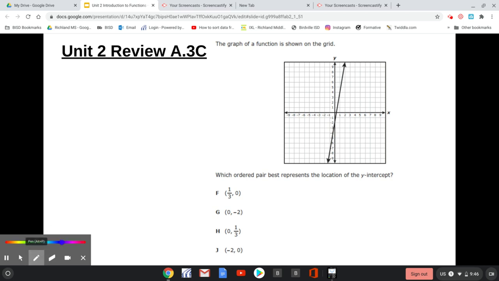This graph of the function is shown below. Which ordered pair best represents the location of the y-intercept? Well, let's see. It looks to me like it crosses at -2. So your answer would be G. When x is 0, y is -2. And this was question 7. Let's look at the next one.